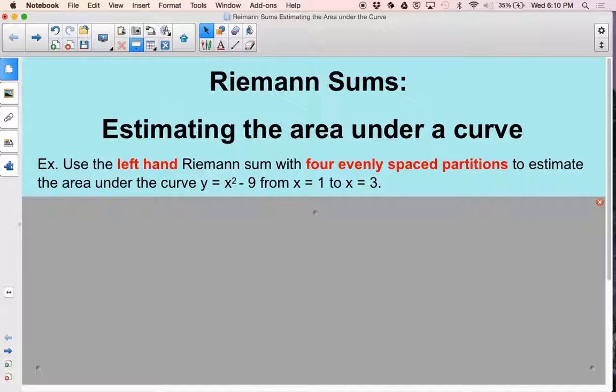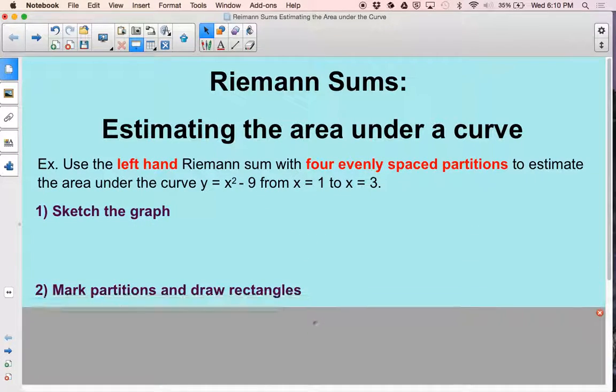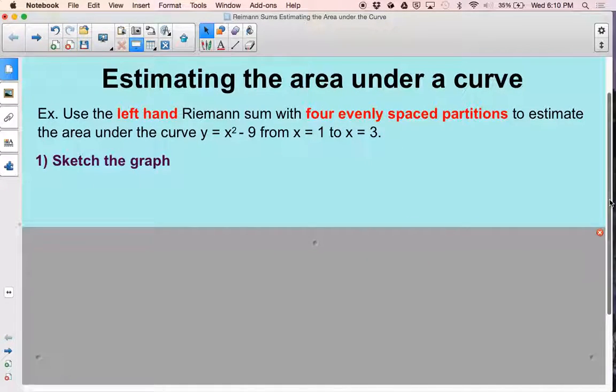So we're using a left-hand Riemann sum, and we want 4. So that means we're making 4 rectangles, and those rectangles are going to touch our function on the left side of the rectangle. So first thing we need to do is think about a graph. If you remember from last time in class, you were given a graph to start with. Well, here you have to graph it yourself.